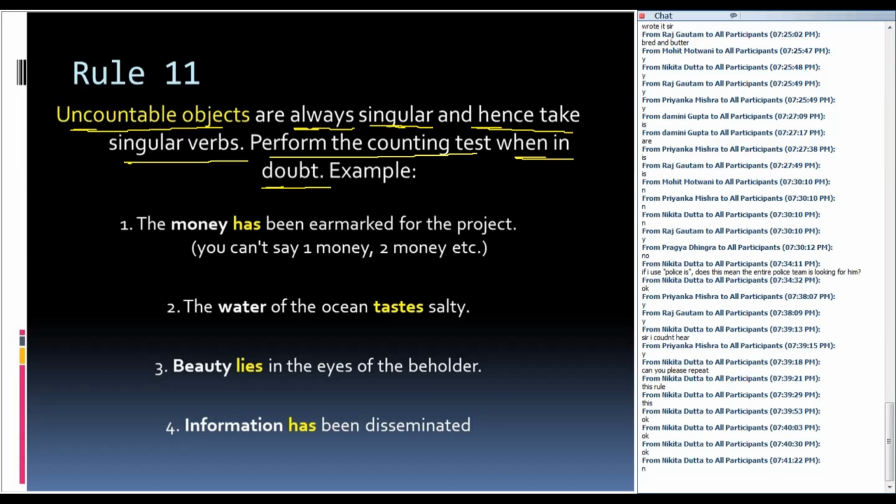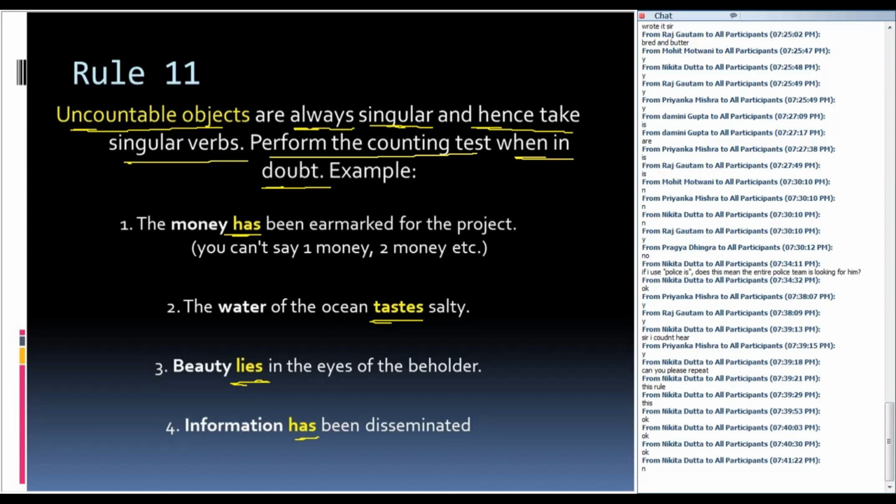Can you say 1 beauty, 2 beauty, 3 beauty? 1 information, 2 information, 3 information, 4 information? No, you can't say that. So money, water, beauty, information, these are uncountable, and that is why we have used singular verbs, because uncountable objects are always singular. So whenever you are in doubt, start counting it. You'll automatically come to know whether it is singular or plural.